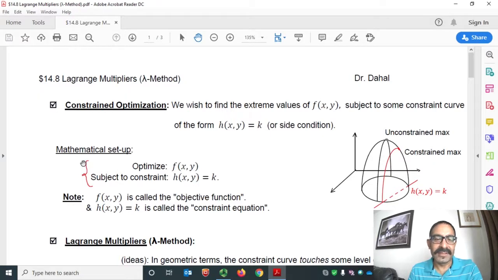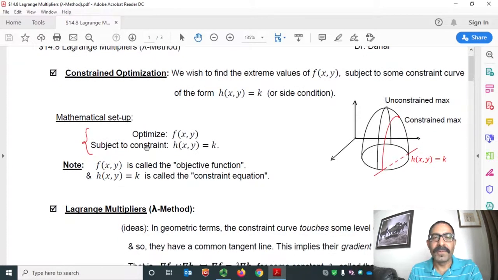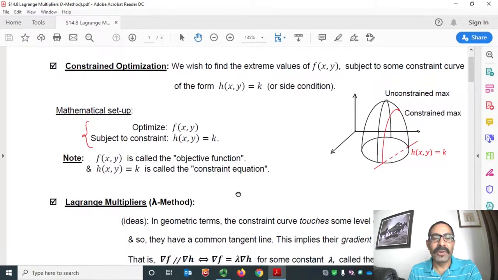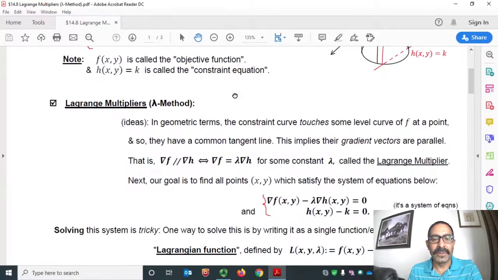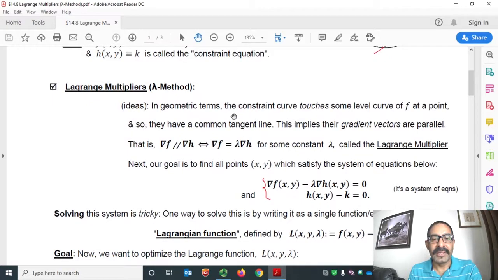So the mathematical setup: we want to optimize the function f(x,y) subject to a constraint, where x and y satisfy the equation h equals k. Sometimes f is called the objective function and h equals k is called the constraint equation. So let's talk about the Lagrange multipliers, or the lambda method, the ideas.